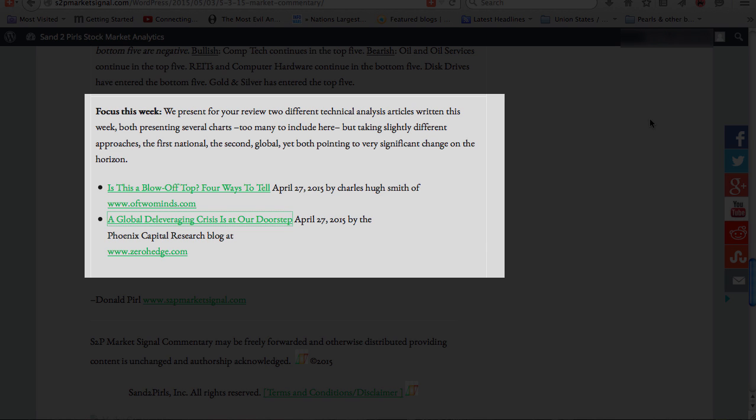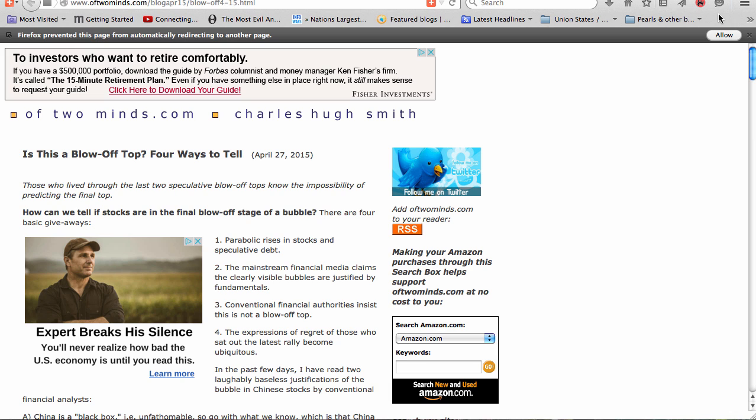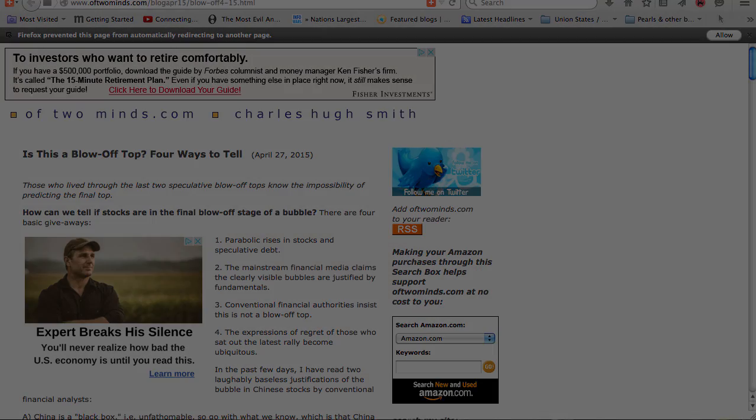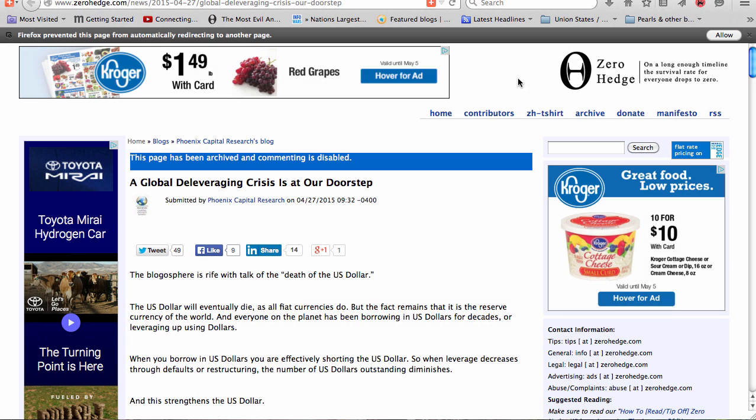Focus this week, we present for your review 2 different technical analysis articles written this week, both presenting several charts, too many to include here, but taking slightly different approaches, the first national, the second global, yet both pointing to a very significant change on the horizon. The first is: Is this a blow-off top? 4 ways to tell. From the website of2minds.com by Charles Hugh Smith. The second is from www.zerohedge.com: A global deleveraging crisis is at our doorstep. Submitted by Phoenix Capital Research.